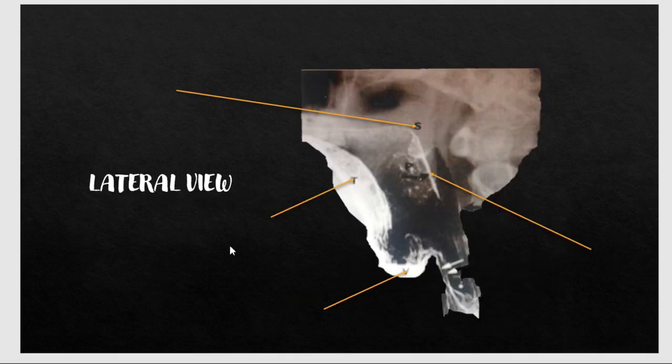Okay, in lateral view the same thing, the barium swallow. These are the usual findings. Here you can see the tonsillar fossa just by the side of the tongue, the pharynx area, and this is the vallecula, right?